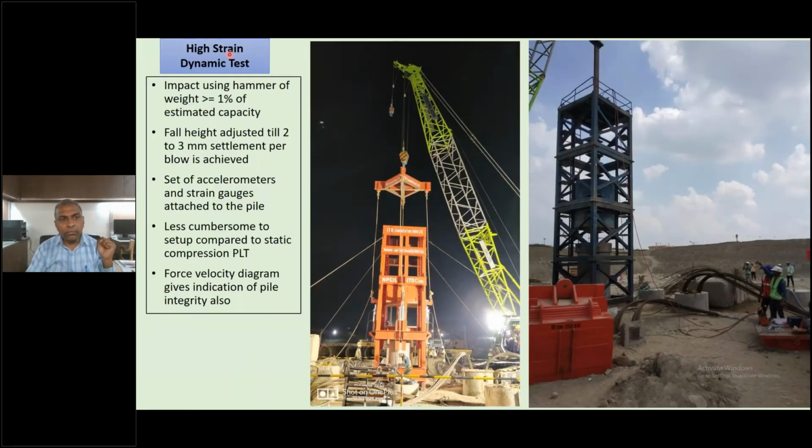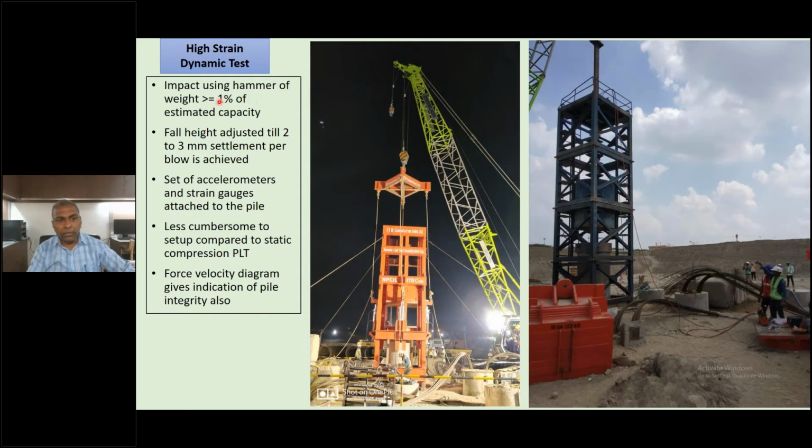Then this shows the arrangement for the high strain dynamic test. You can see a hammer here, so it is a dynamic test. This hammer is dropped on this anvil, and here is the pile you can see. So this is the test arrangement for the high strain dynamic test.